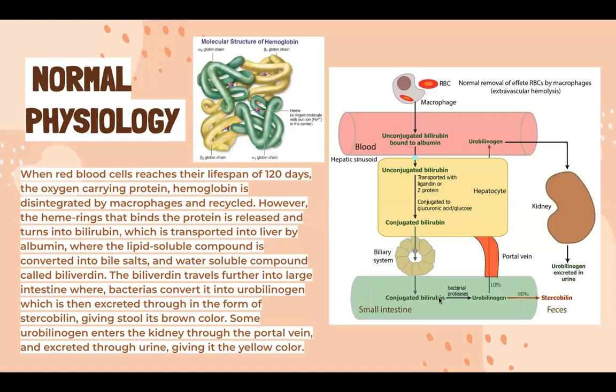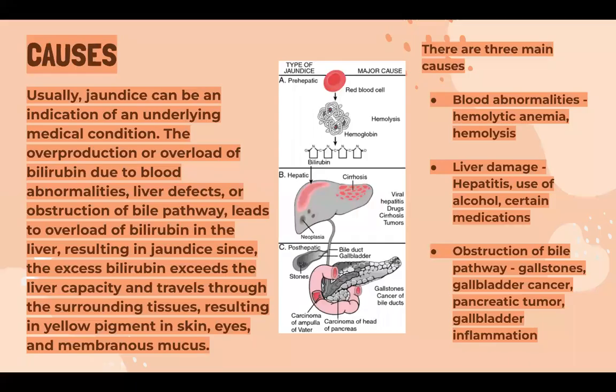The bacteria in the small intestine convert the bilirubin into urobilinogen, and the urobilinogen is converted into stercobilin and is excreted out of the body in the form of stool, and it gives stool its brown color. And some of the urobilinogen enters the kidney through the portal vein and is excreted through urine, giving it its yellow color.